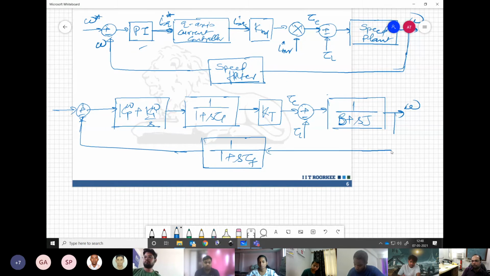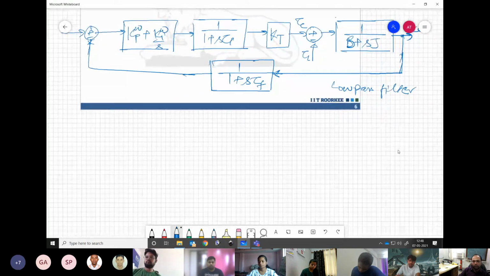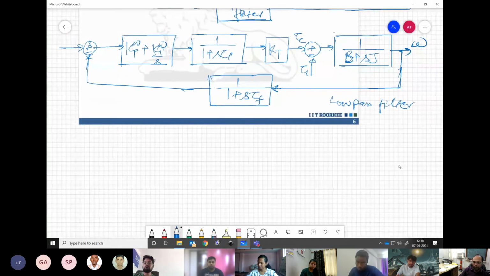One by 1 plus S tau f. This is the filter transfer function, first order filter transfer function. And when we say filter, we mean a low pass filter, because we are interested in speed. Speed is something which is varying very slowly, almost constant, sometimes changing. So we want that steady value of the speed, not the high frequency noise coming on that. Clear? So to get rid of that noise, we are having this filter. Clear, right? There is no problem in this.